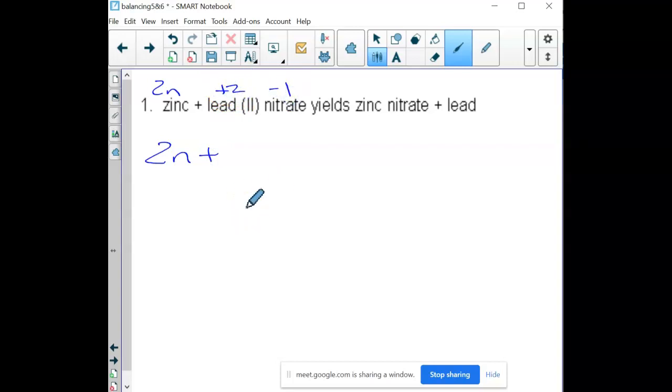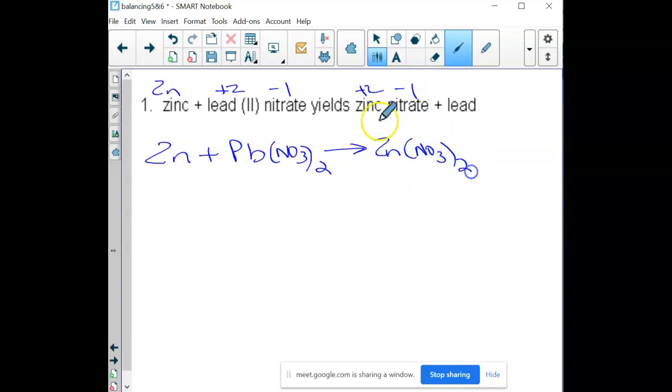I'm not going to show the 5 steps. I expect you're close to being there on your own. So it's going to be Pb(NO3)2, crisscrossed and reduced. Yields tells us to draw an arrow. You'll see words like yields, makes, produces, forms. Okay. Then we have zinc, which is a +2, and nitrate is a -1. So it's going to be Zn(NO3)2, crisscrossed and reduced.